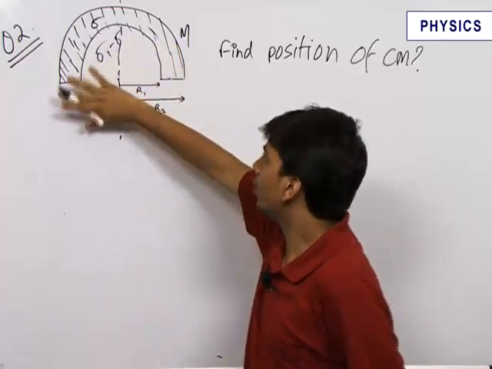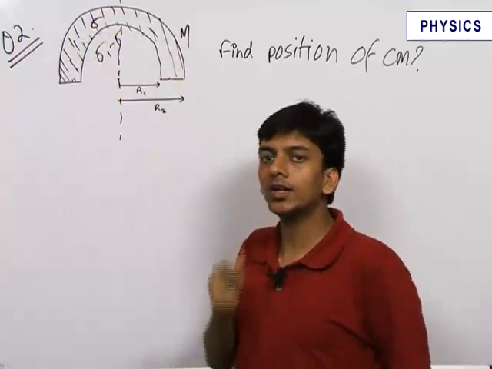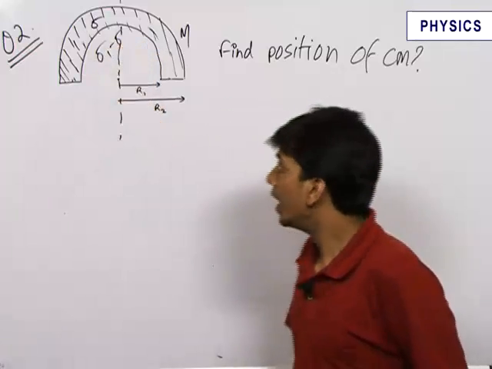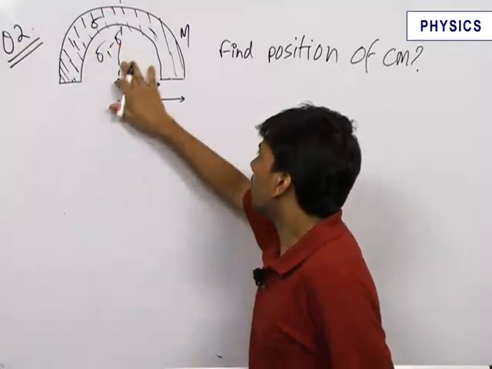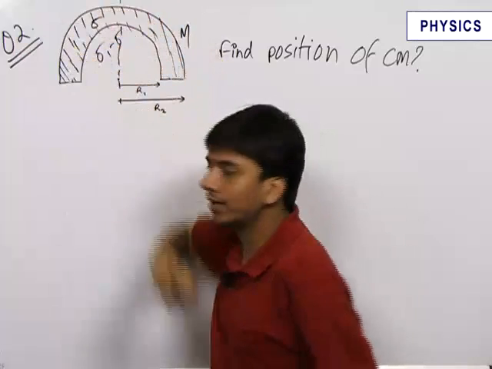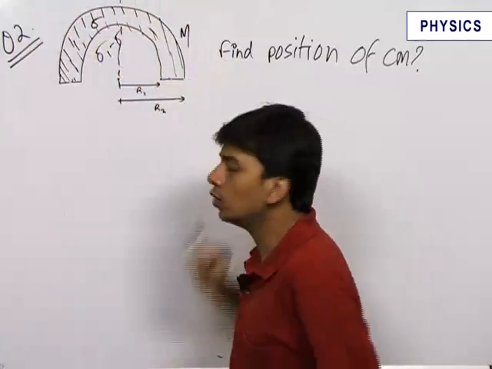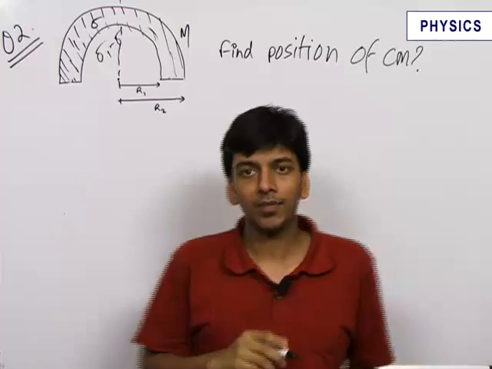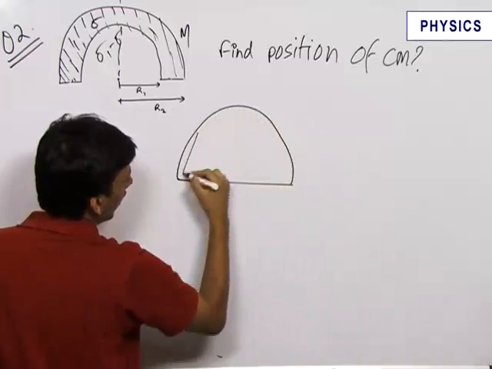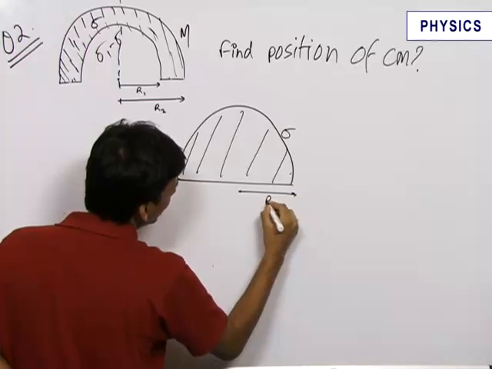Whenever something is cut out from something, you can use this method. You assume a plate of mass per unit area sigma kept over here, and on top of that there is another semicircular plate of mass per unit area minus sigma kept over it. Now the plate of mass per unit area sigma along with the remaining plate forms a semicircular plate of radius r2 whose mass per unit area is sigma.